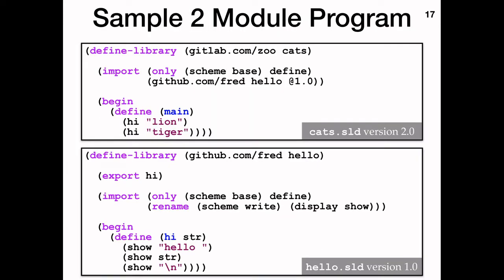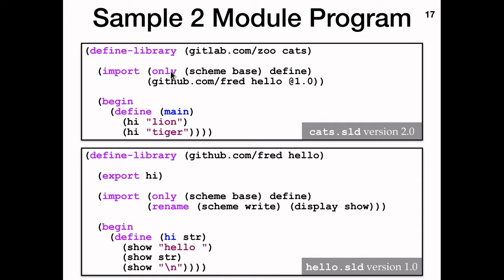Here's an example of a define-library, a use case of the define-library. We have the name here, the import statement, which in that case imports the define symbol in the scheme base and the hello module hosted on GitHub. It implements the main function, which calls the I procedure twice.